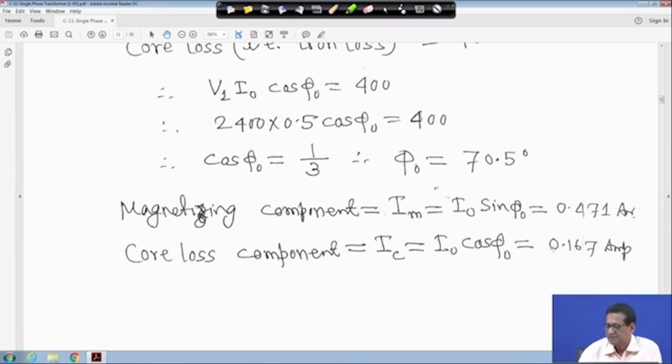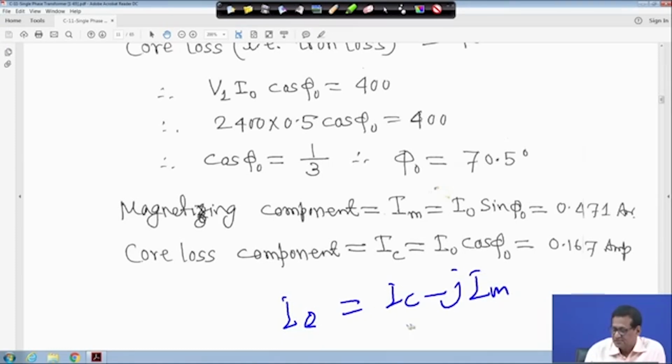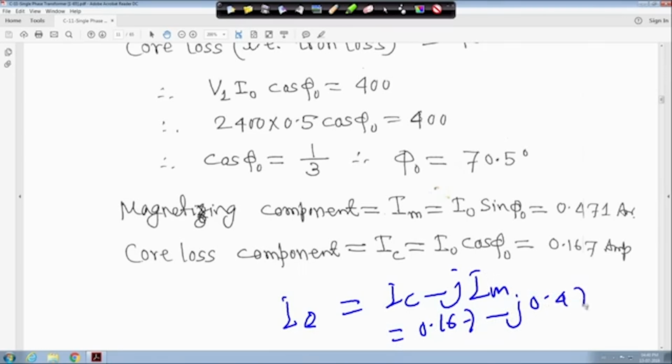And core loss component Ic will be 0.167 ampere, right. And as this current is lagging, if you write in phasor form, I0 will be equal to Ic minus j Im. So, Ic is equal to 0.167 and minus j 0.471, right. If you take your V1 as a reference, this current is lagging the voltage, so it will be minus sign, right. This is your real part and this is your imaginary part. This is the core loss component current and the imaginary part is the magnetizing component of the current.